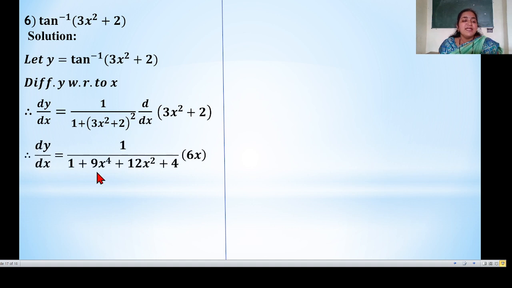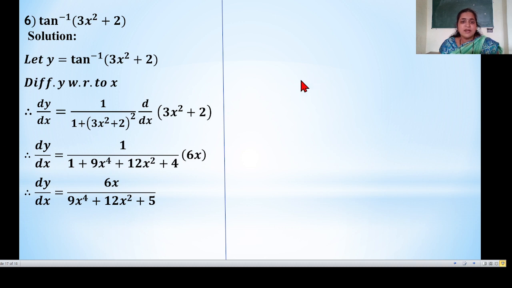So dy by dx is equal to, we can expand this. The derivative of this term, this one as it is. Now the (a plus b) whole square formula is used here. So 9x raised to 4 plus 12x square plus 4, and the derivative of this term is 6x and the derivative of this term is 0. So we get dy by dx is equal to 6x divided by 9x raised to 4 plus 12x square plus 5.